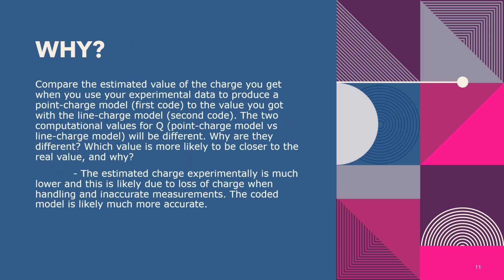The why question asks us to compare the two computational models as well as our experimental results of the charge on the tape, and which one is most likely to be closer to the real value. And I stated that the line coding charge is probably more likely to be more accurate than anything else because the point charge simplifies it more than that, and the experimental charge was subject to errors like mishandling, potentially, and just loss of charge to other surfaces.